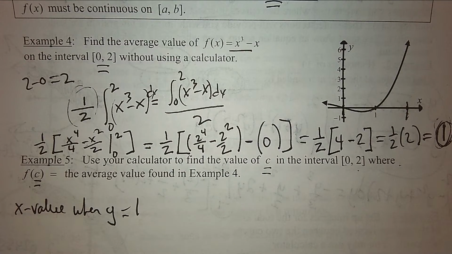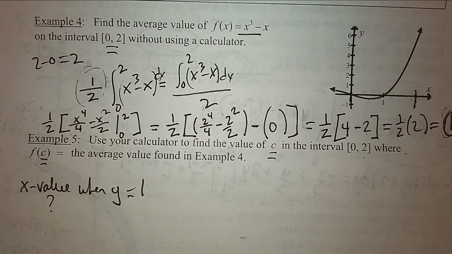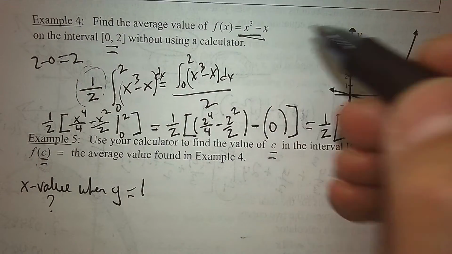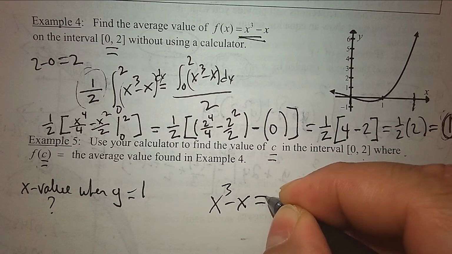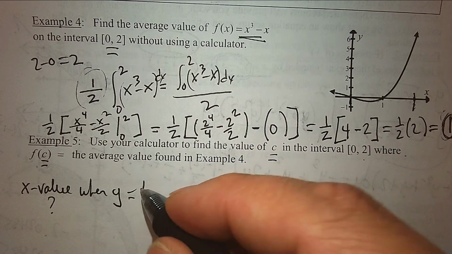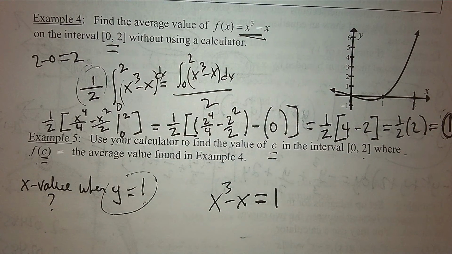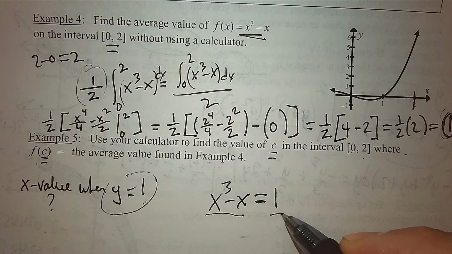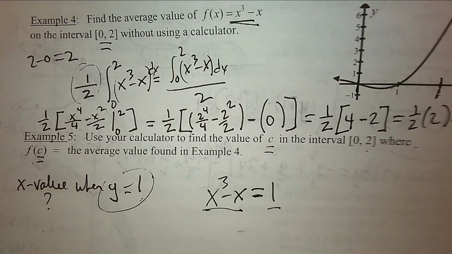So how do I find the x value when y is 1? So at what point do you find that average value? So what does y equal again? Up here, x cubed minus x. And we want to know when that is equal to what number? 1. So y equals 1, or y is x cubed minus x equal to 1. How do I solve this?